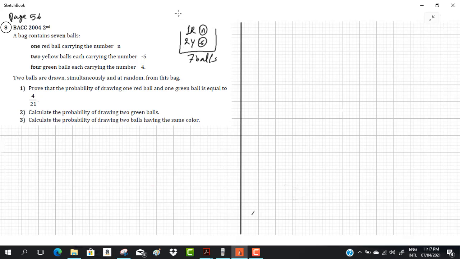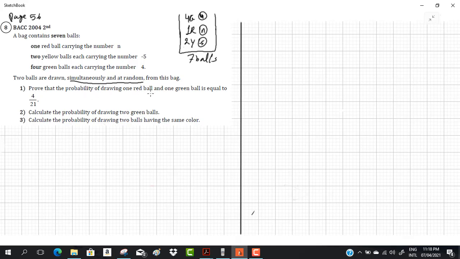ما عاد ساعة، خلينا نكبرها هيك شوي. 4 green carrying the number 4. هلا هو النمبر carried عادة بيفيدوني بالراندوم variable. احنا هلا مش مطلوب مننا. 2 balls are drawn simultaneously at random. Simultaneously, there is no order, it being combination.